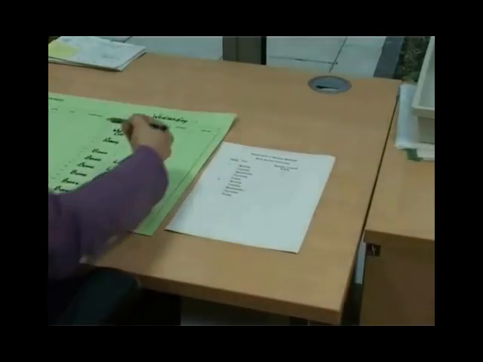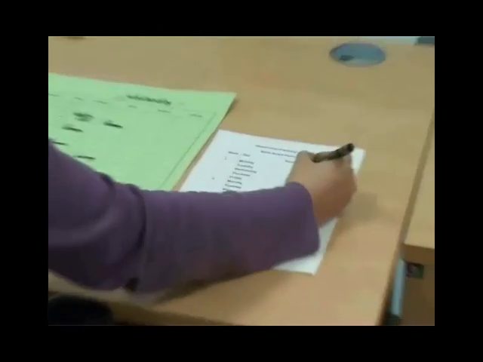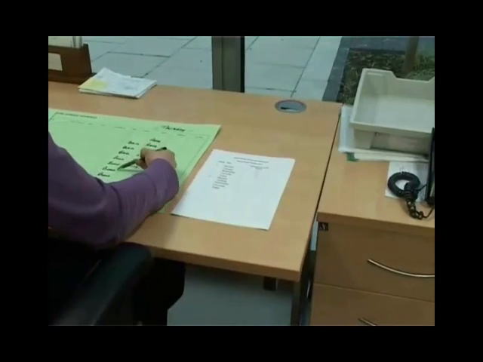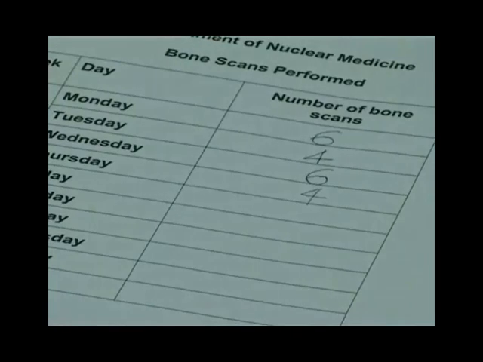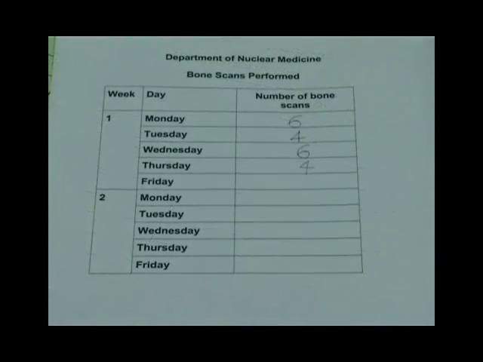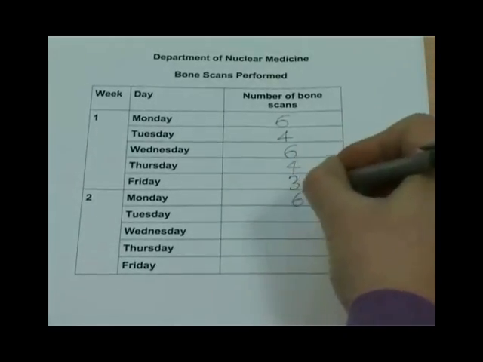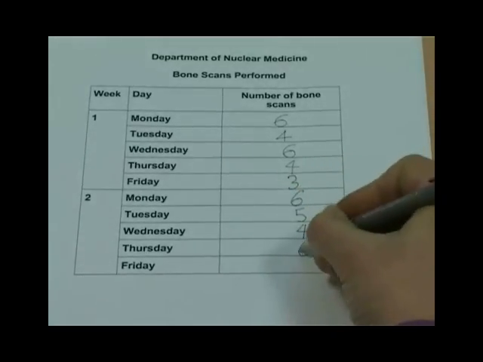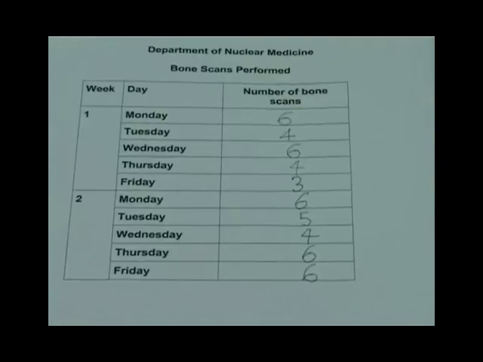The next day, Wednesday, we have 1, 2, 3, 4, 5, 6 bone scans. And on the Thursday we find another 4 bone scans. Continuing the rest of the week, we find that on Friday we had 3 bone scans, the following Monday there were 6, Tuesday there were 5, Wednesday 4, Thursday 6, and Friday 6. So that's our record of the number of bone scans performed.